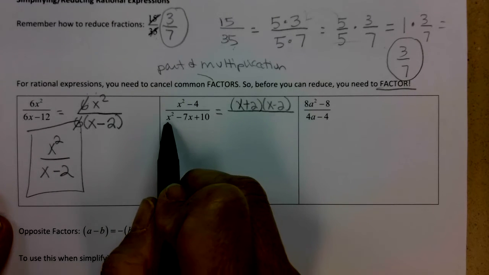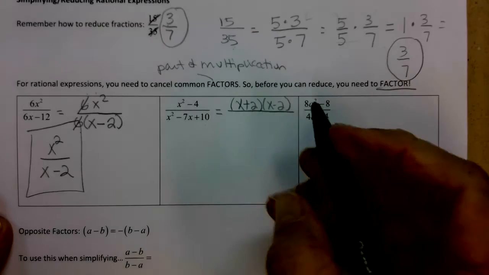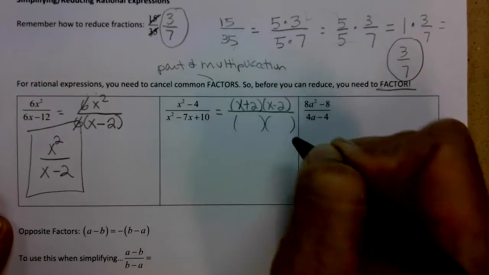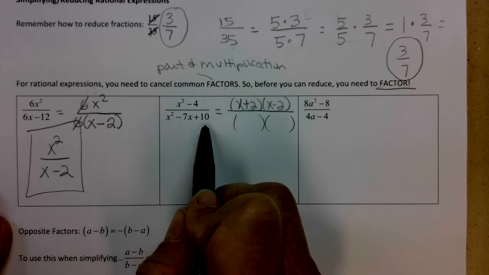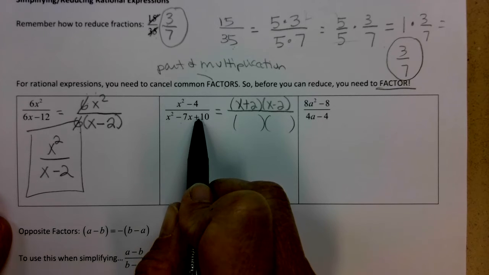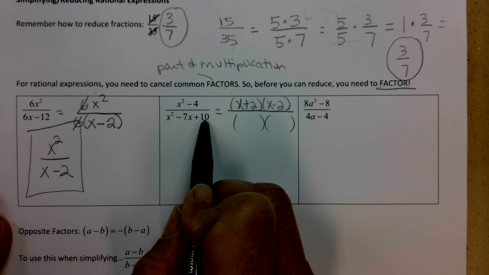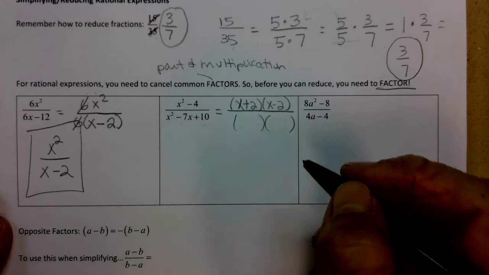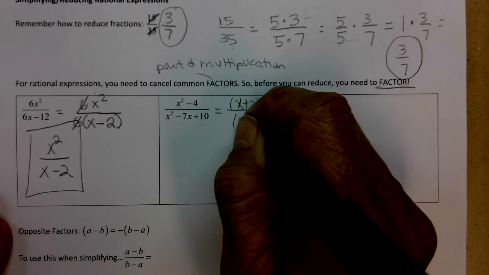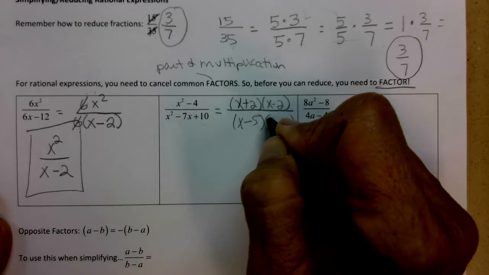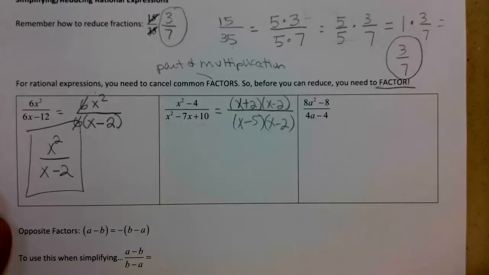And then on the denominator, x squared minus 7x plus 10. So again, we're looking for a pair of factors that will multiply to 10, and that's positive. So multiply to 10 and add to negative 7. So x minus 5 times x minus 2.